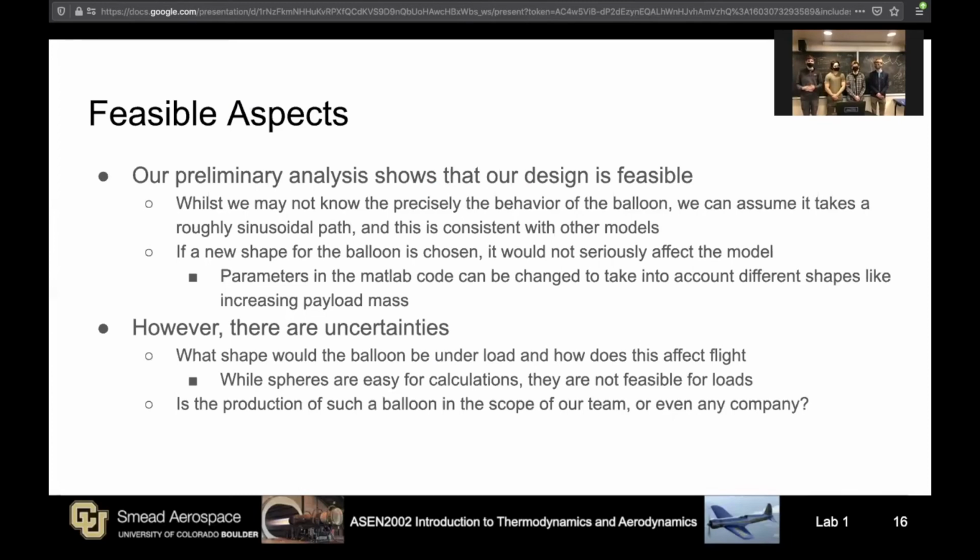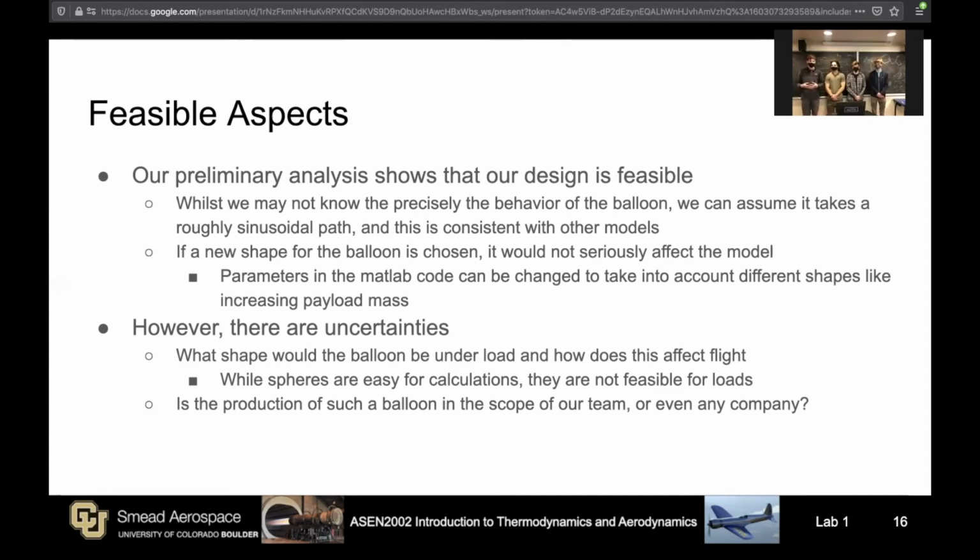However, we know that some of our assumptions were not correct, like assuming that the balloon would maintain the shape of a perfect sphere throughout the ascent. But it would not be too difficult to adjust our MATLAB code to take into account different thicknesses of the different shapes of balloons given different volumes.